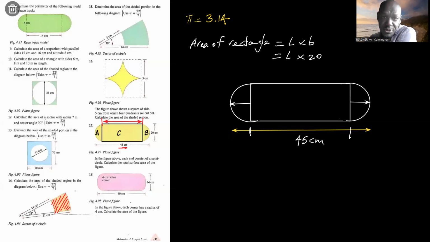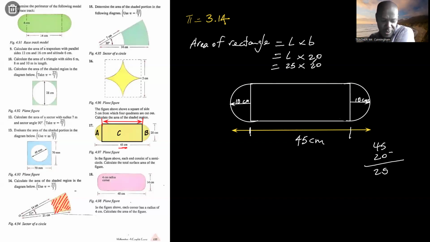So what is the radius? Because they gave us the diameter, 20. So what is the radius? 10. 10 centimeters. Everybody agree with that? Yes, sir. So 10 plus 10, that would be 20, and 45 minus 20 is 25. So this is 25 by 20.